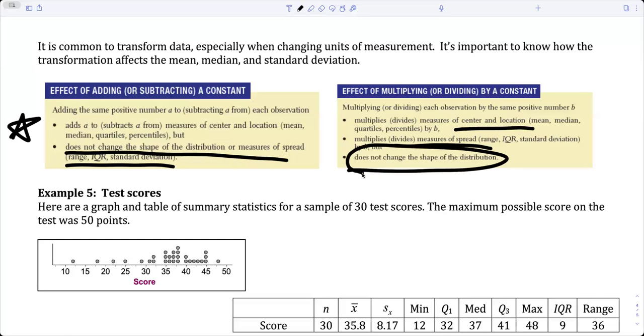Okay, and so the example that I use to explain this, and I think this makes sense intuitively if you think about it. Let's talk about grades. Let's say, hypothetically speaking, the average on our first test was 80.